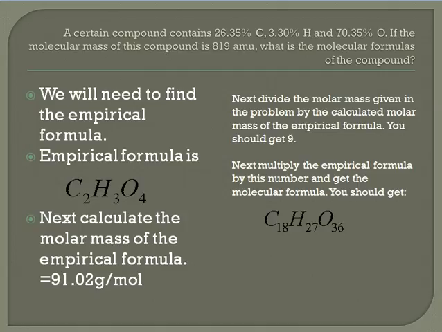Next, we're going to divide the molar mass given in the problem by the calculated molar mass of the empirical formula. You should get this to equal about 9. Next, we're going to multiply the empirical formula by the number 9 and get the molecular formula. You should get C18H27O36. And that is Skills Practice 31.